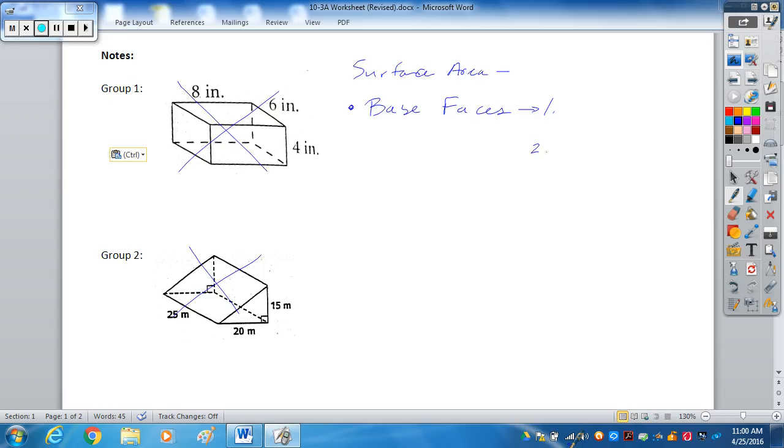And then very simply, again, we talked about this yesterday, a lateral face is any face that's not a base face. So again, any face that is not a base face. Okay? So as we go through these problems here, those three concepts are going to prove to be huge for our understanding of coming up with the surface area formula.